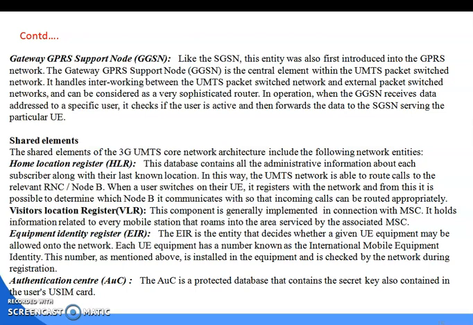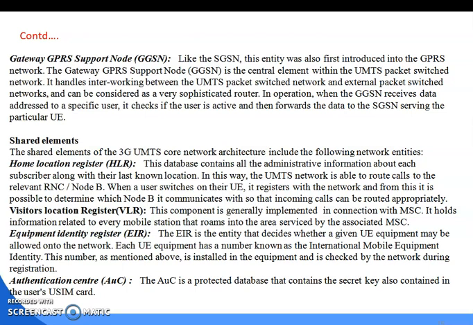Next are the shared elements. These elements of the 3G UMTS core network architecture include the following network entities. First is HLR, VLR, EIR and AUC, the Authentication Center. The HLR database contains all the administrative information about the user. And the VLR is the Visitor Location Register. This component is generally implemented in connection with the MSC, and it holds information related to every mobile station that roams into the area serviced by the associated MSC. That means when a subscriber changes location from the home location and enters another location, the VLR records the data.